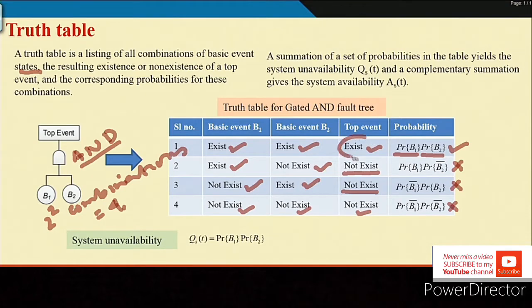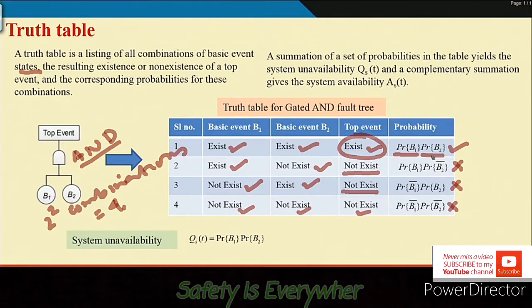This is the first combination, when both B1 and B2 exist, and the resultant probability is P(B1) times P(B2), as B1 and B2 are independent events. As a result, the system unavailability QST is given by this equation: QST is P(B1) times P(B2).